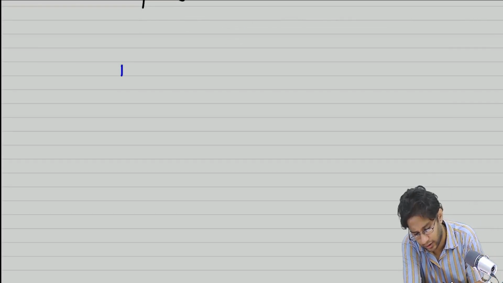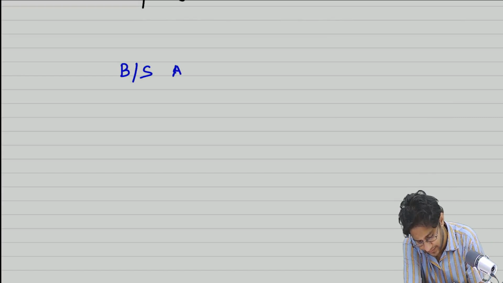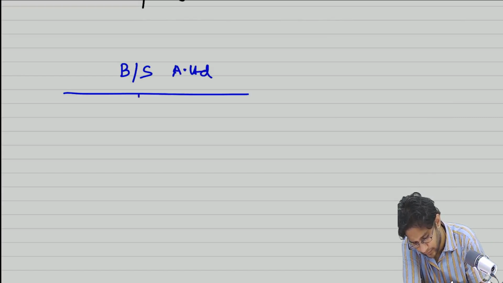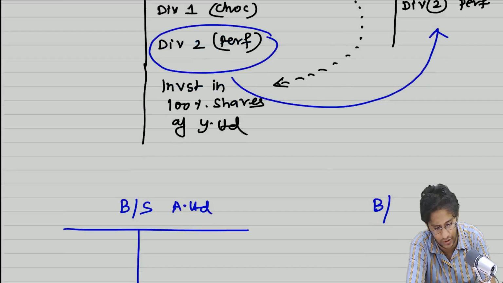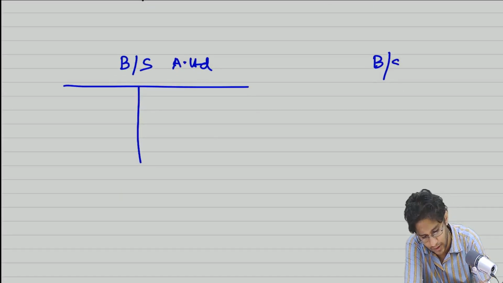The most common control transaction from your examination point of view is this, which is a demerger case. The above example is not a demerger, this is a sale of division. This is a demerger case.